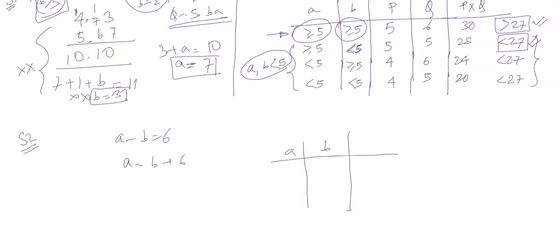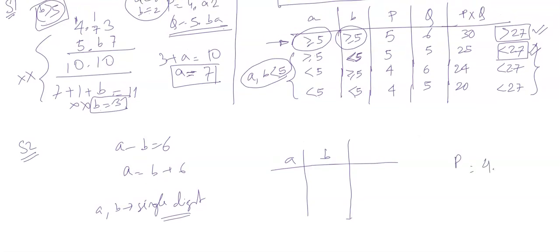Notice that the constraint you need to keep in mind is that A and B are single digit integers, right? A and B cannot be a two-digit number. Otherwise, P is equal to 4.A2B will not make sense, or Q is equal to 5.BA3 will not make sense. So A and B are single digit integers.